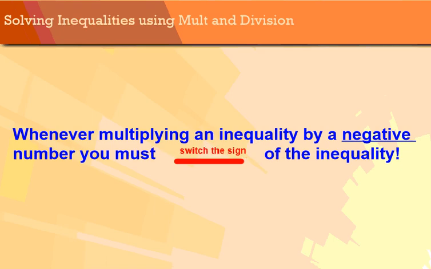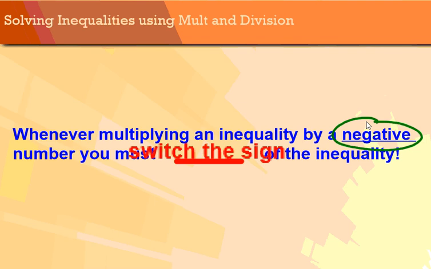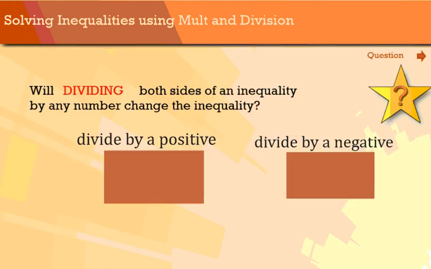So the takeaway is this: whenever multiplying an inequality by a negative number, if you're the one that's multiplying by a negative, you need to switch the sign of the inequality in order for the statement to still be true. Otherwise, you'd get false statements. So that's how multiply works. What about dividing? Well, does dividing both sides of an inequality by any number change the direction of the inequality?